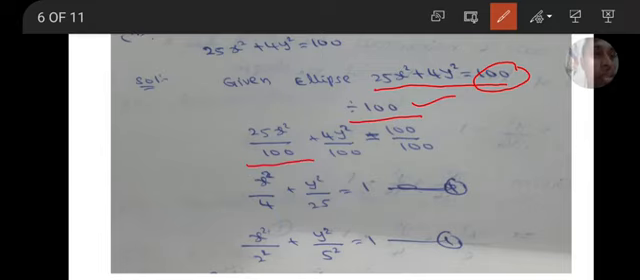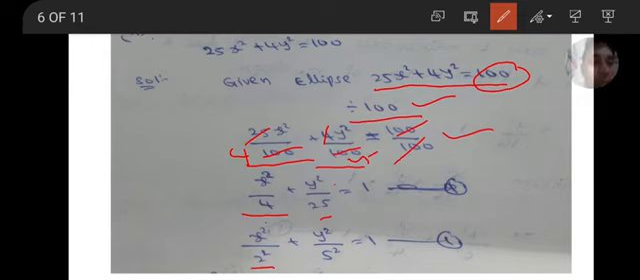Then 25x square by 100 plus 4y square by 100 equal to 100 by 100. 25 ones are 25, 25 fours are 100, so x square by 4, and 4 ones are 4, 4 twenty-fives are 100, so y square by 25. 100 by 100 is 1. That is, x square by 2 square plus y square by 5 square equal to 1, that is equation 1. It is the standard form.